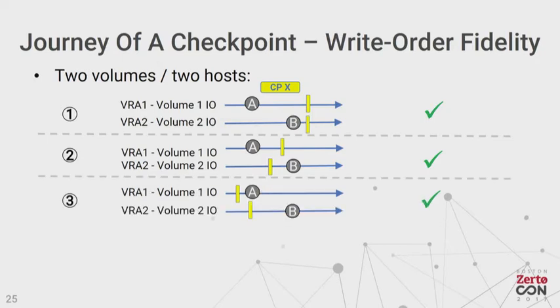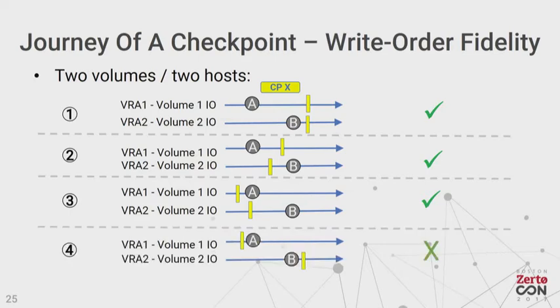All right. Same thing from the last slide where we declare a checkpoint and I/O happens after the fact. Fine. That checkpoint first declaration is still valid. Here's our problem. And this is what we look to solve for in Zerto.